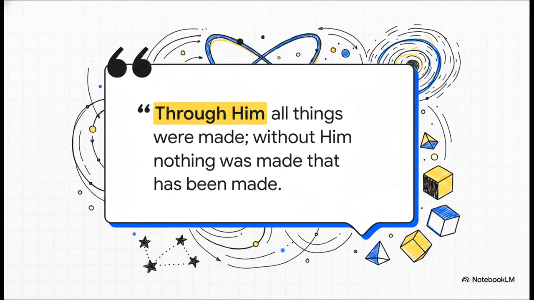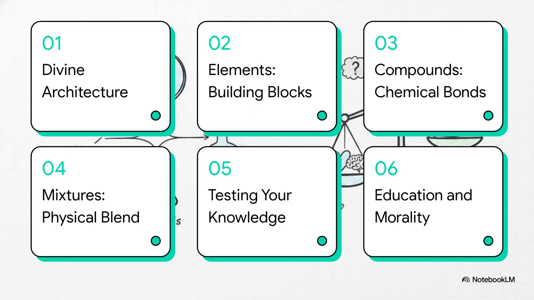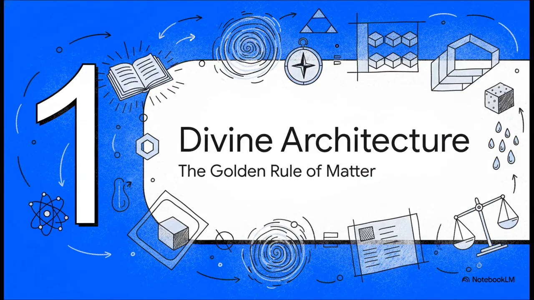The material presents the sheer complexity of matter not as some random accident, but as a deliberate, intentional design. So, for the students taking this course, learning about the different types of matter is framed directly as uncovering a divine blueprint. So here is our roadmap for today. We'll start with the divine architecture, then move through elements, compounds, and mixtures. After that, we'll see how they go about testing your scientific knowledge, and we'll wrap up with education rooted in morality. Let's jump in.